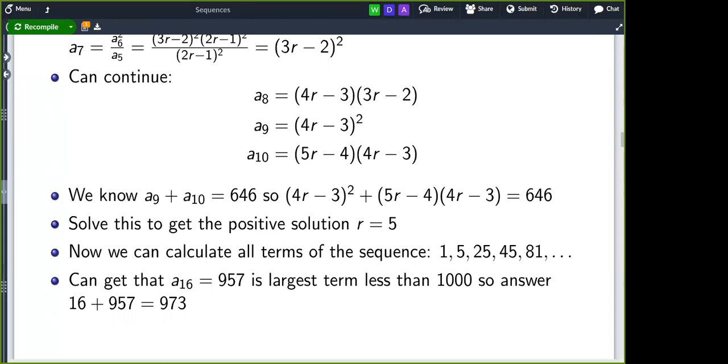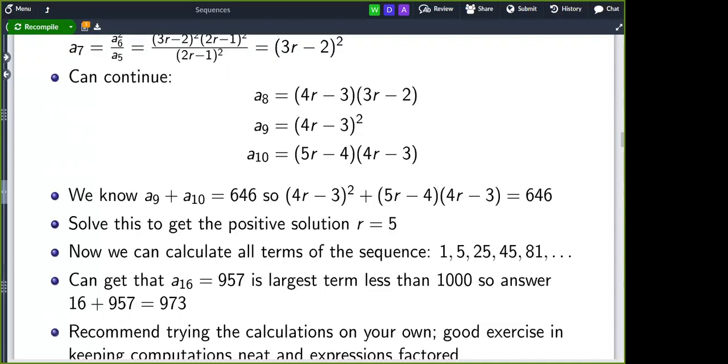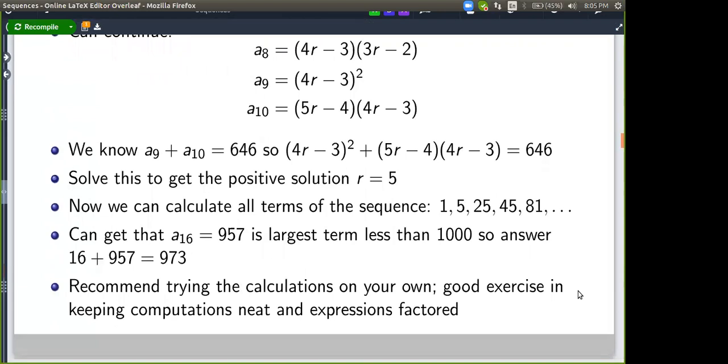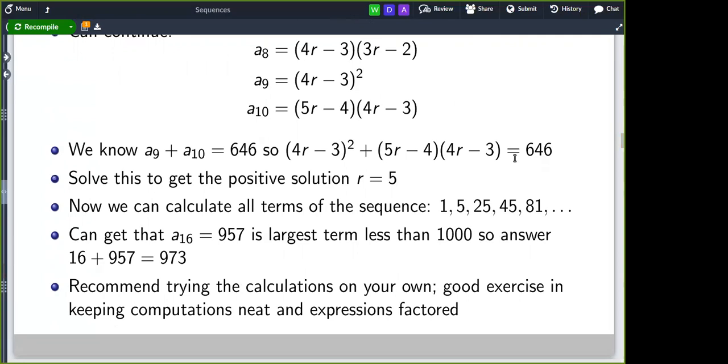Does anyone have any questions about this? I omitted a lot of the computations above, but I'd recommend trying these calculations on your own, both getting to the equation A9 plus A10 is 646 and calculating the largest term less than 1,000. It's a good exercise in keeping expressions clean and factored, essentially calculating things efficiently.